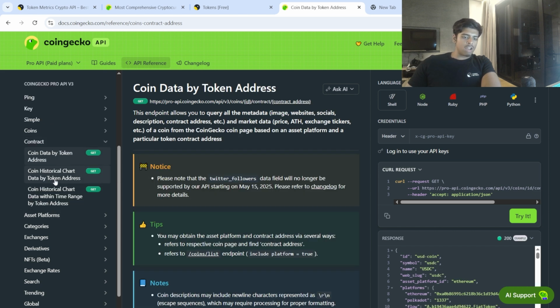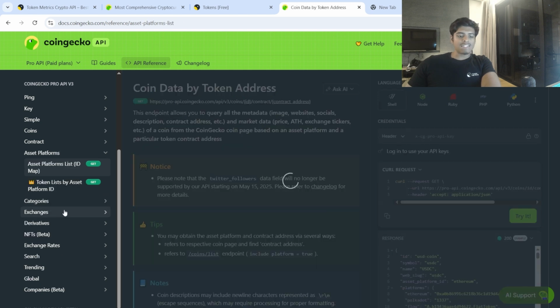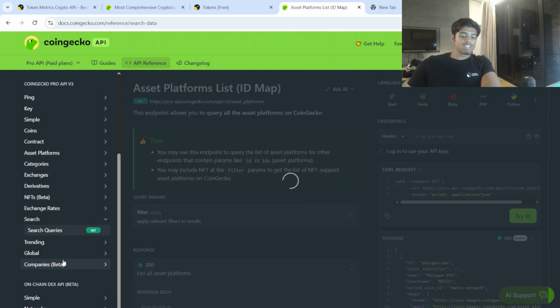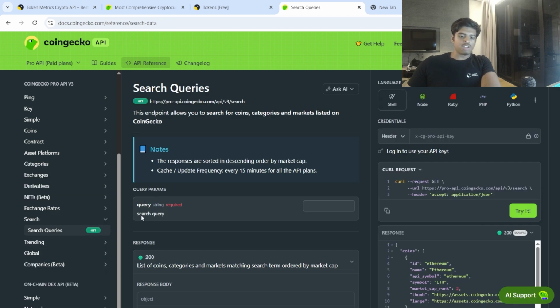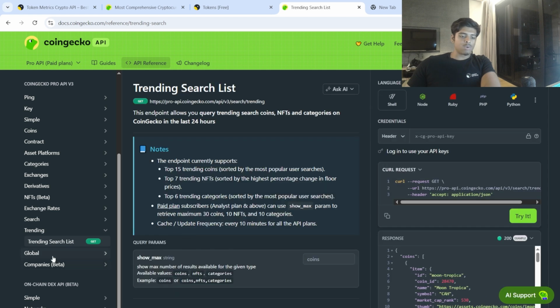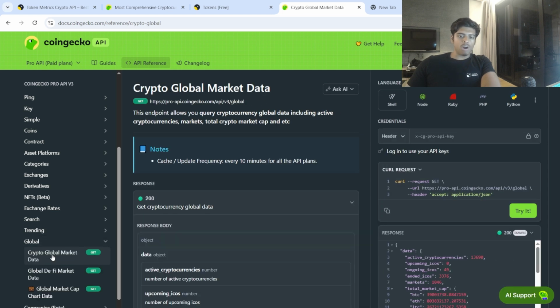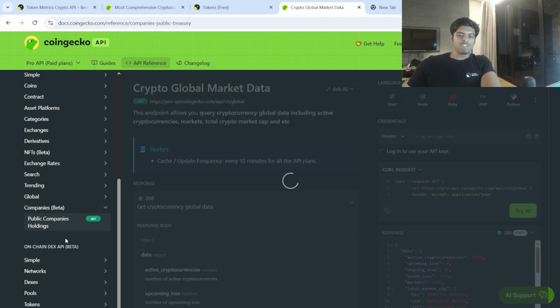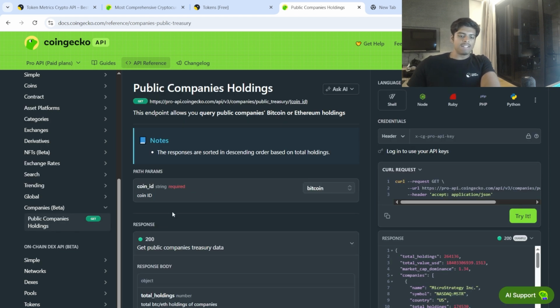You can then also look at coin historical chart data, coin historical chart data within time range by token address. You've got the asset platform lists, token list by asset platform. You got exchanges, categories, NFTs, which is currently in beta, exchange rates. You got search as well, which ultimately can integrate with the API. You got the trending tab as well at CoinGecko, which you can integrate. You got the global crypto market data as well, which you can integrate, and the global market cap chart data, and the companies, which is pretty interesting, which is still in beta as well.